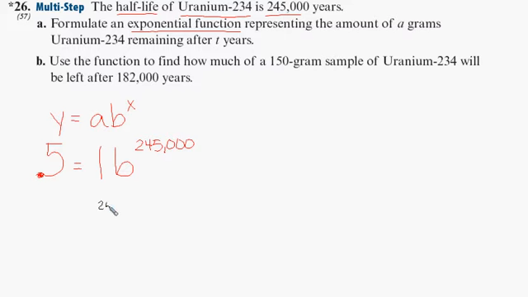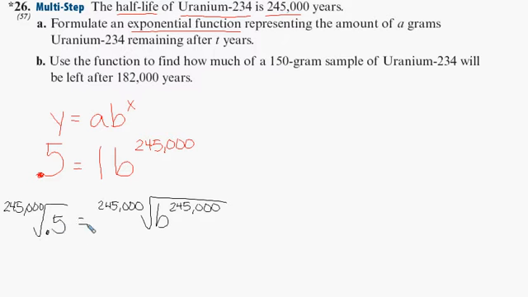So, the 245,000th root of b to the 245,000th power, and then we have to do the same thing to both sides here, and we've got 0.5 here, okay? You see that I've taken the 245,000th root of both sides. So that is equal to, over here, b. Thankfully, that was our goal.